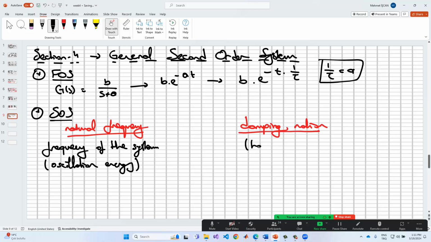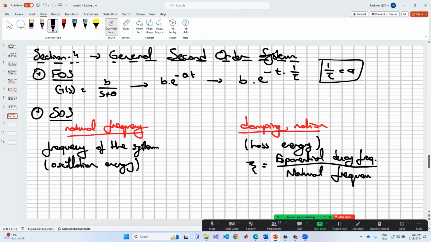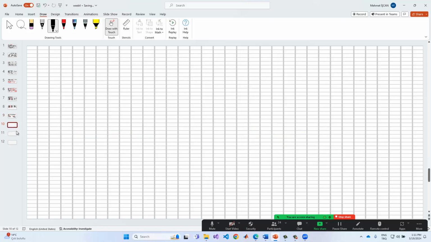And the damping ratio is defined with the loss of energy, just like the c value in the MCK system, the mass spring damper system, okay? And so this is equal to the ratio of the exponential decay frequency for the oscillation divided by the natural frequency. And so this definition is maybe complex, but I can explain everything which is given in here, okay? We will derive it just now.